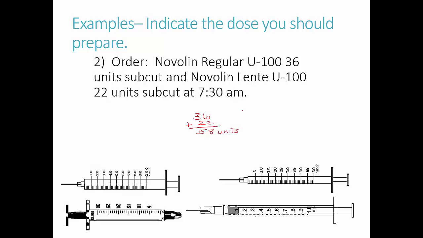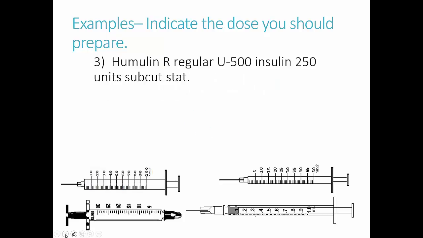We look back and everything here is U100. That means we're giving it in units. We'll want to use our unit syringe. We need the 100 unit one. So 50, 52, 54, 56, 58 is right here. And we'll want to shade all of this. This is how much insulin we will give our patient. So U100, very straightforward. We are literally giving exactly what's ordered using the unit syringe.